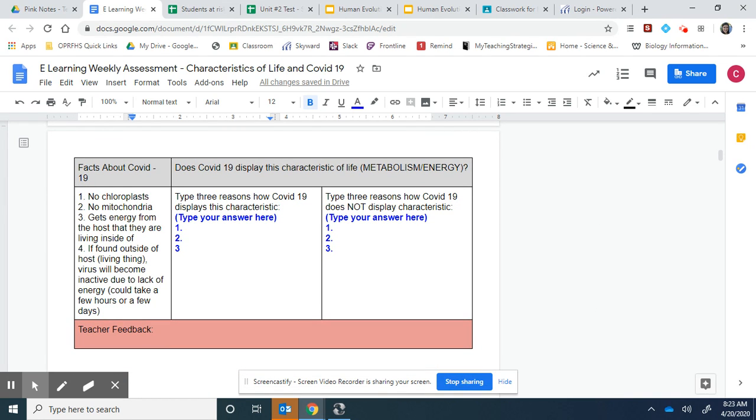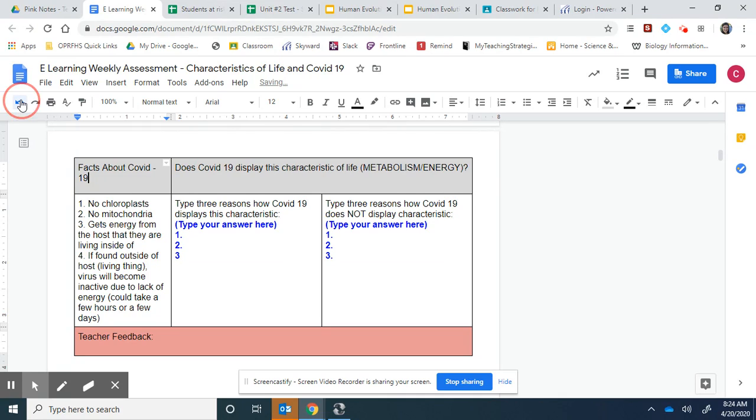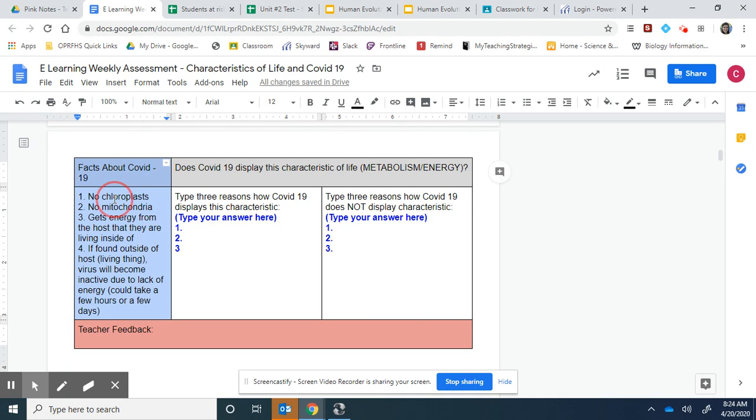We are going to go over some facts about the COVID-19 coronavirus. You can see these facts over here on the left-hand part of your screen that I just highlighted. So these facts, I'm giving you anywhere from 4 to 5 facts each time we do this. These facts, you're going to read them. So the first fact said, COVID-19 has no chloroplasts. It has no mitochondria. They get energy from the host they are living inside of.